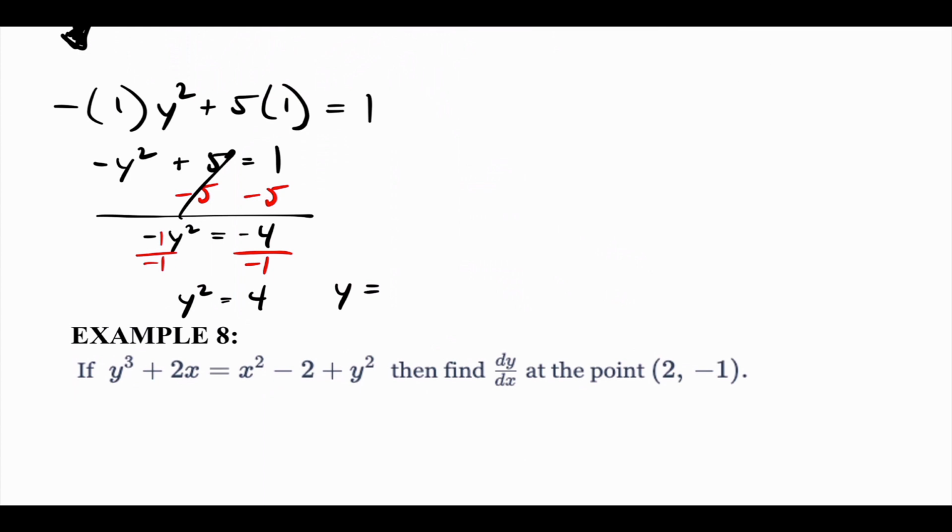So if y squared equals 4, what is y going to be? Is that the only answer? So positive 2 times positive 2 makes 4, right? Doesn't negative 2 times negative 2 also make 4? So it's going to be positive 2 and negative 2 when we take the square root. So that means there's actually 2 points.